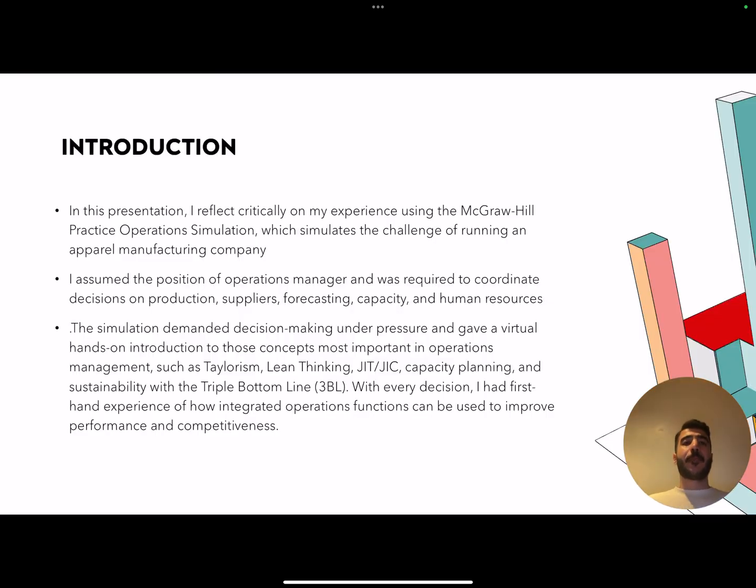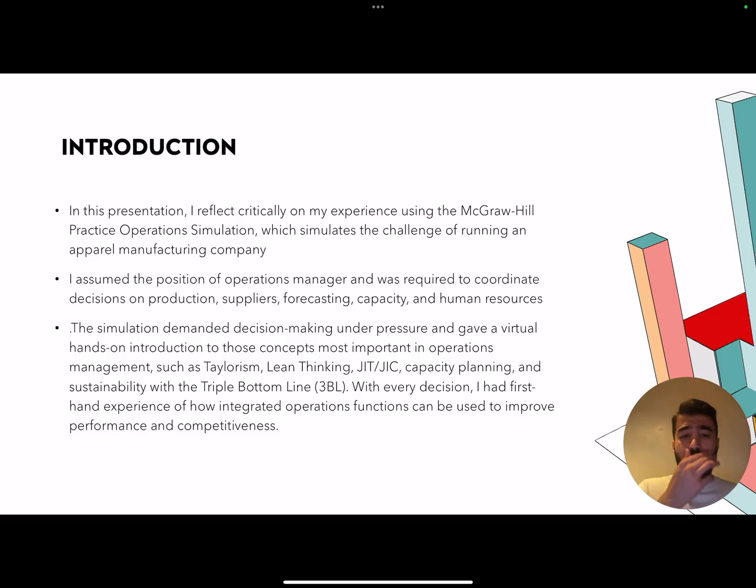So basically, in our first slide, which is the introduction, I'm going to present the simulation game of McGraw in practice operation, which simulates the challenge of running an apparel manufacturing company. I assumed the position of operations management and was required to coordinate decisions on production, suppliers, forecasting, capacity, and human resources. The simulation demanded decision making under pressure and gave a virtual hands-on introduction to those concepts most important in operations management, such as Taylorism, lean thinking, JIT, JIC, and capacity planning.